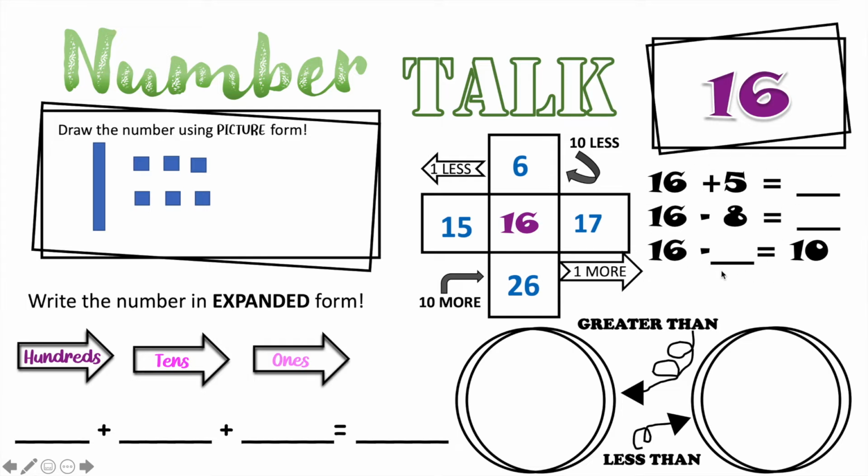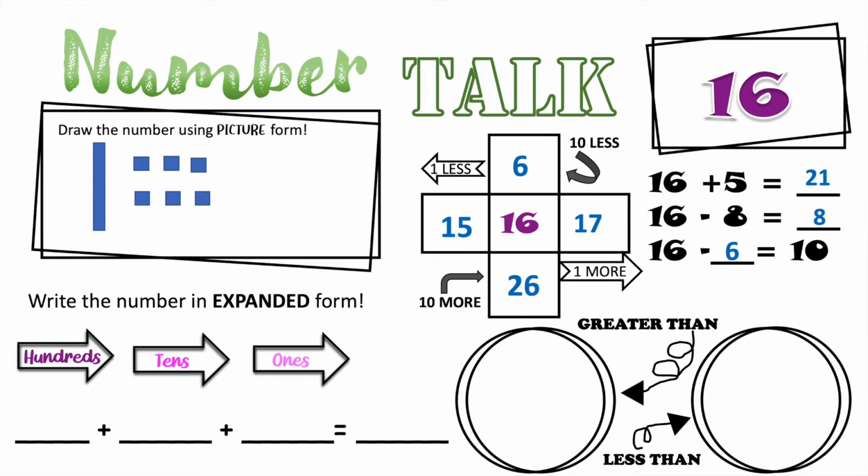We have addition and subtraction. What is 16 plus 5? 21. 16 take away 8. Ooh, I'm thinking I know the double. 8 and 8 make 16, so 16 take away 8 equals 8. Now we have 16 take away what will equal 10. If I only want to have the 10 left, right, how many do we need to take away? Yes, 6. 16 take away 6 equals 10.